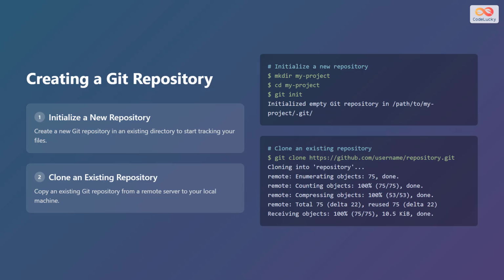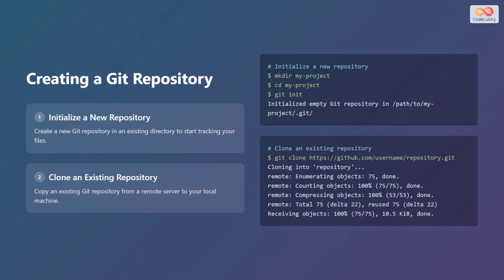To start using Git, you need to create a repository. There are two primary methods to do this. First, you can initialize a new repository. This involves creating a new Git repository in an existing directory to start tracking your files. Second, you can clone an existing repository. This means copying an existing Git repository from a remote server to your local machine.